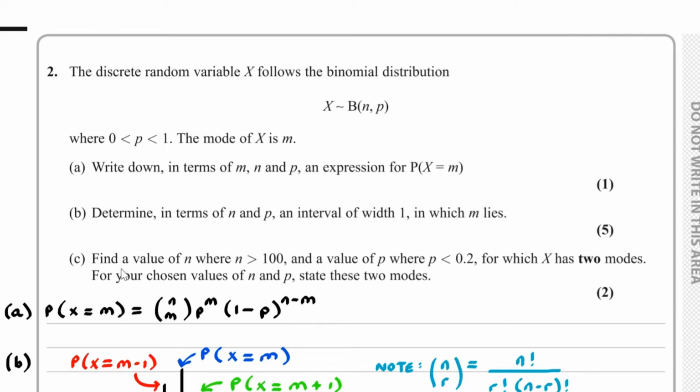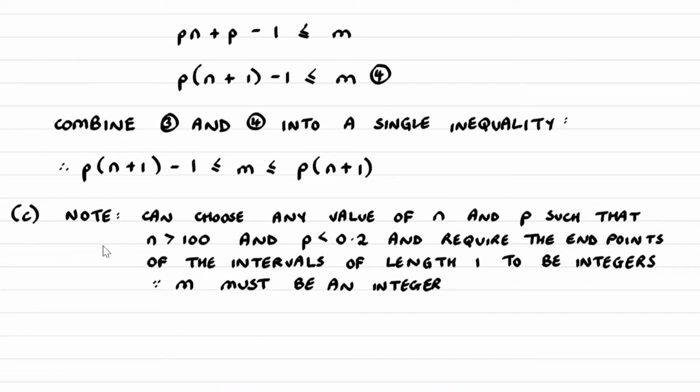For part C of the question, we have to find a value of n where n is greater than 100 and a value of p where p is less than 0.2, for which x has two modes. For each chosen values of n and p, we have to state these two modes. So, we can choose any value of n and p such that n is greater than 100 and p is less than 0.2, and we require the endpoints of the intervals of length 1 to be integers, and that's because m must be an integer.